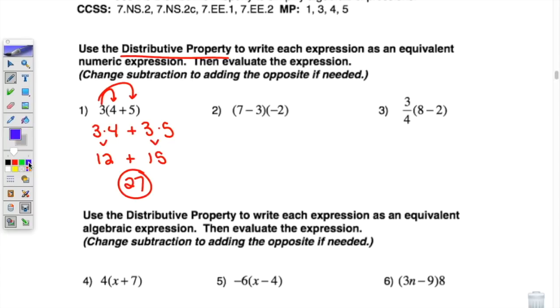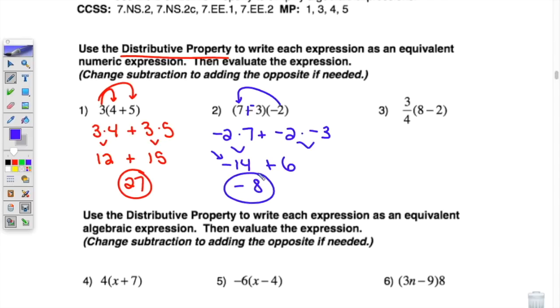In example 2, we have, in parentheses, 7 minus 3, and then we're multiplying that by negative 2. Let's start by changing subtraction to add the opposite. Distribute, but since the negative 2 is on the right, we want to always distribute to the first number inside the parentheses. So negative 2 times 7 plus a negative 2 times a negative 3. Negative 2 times 7 is negative 14. Plus a negative 2 times a negative 3 is 6. So in this case, we take the sign of the larger number, which would be negative 14. So our answer is negative, and 14 minus 6 is 8. So our answer is negative 8.